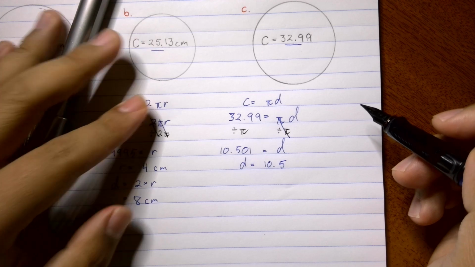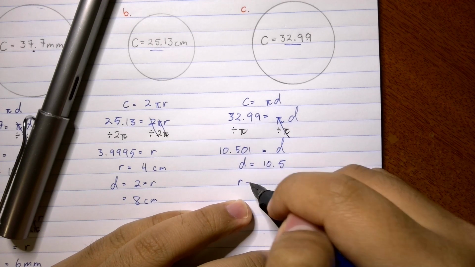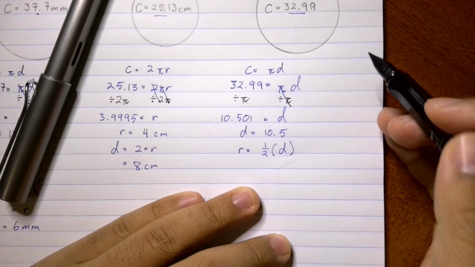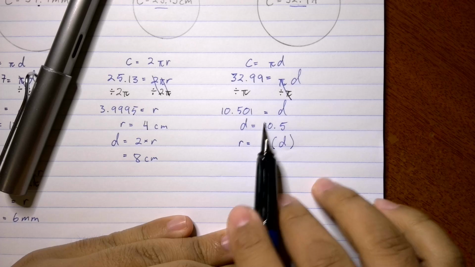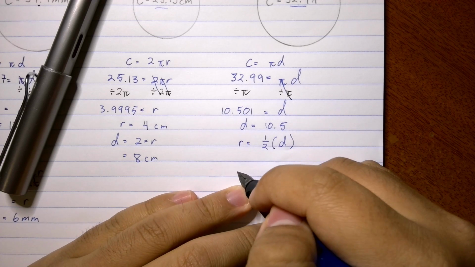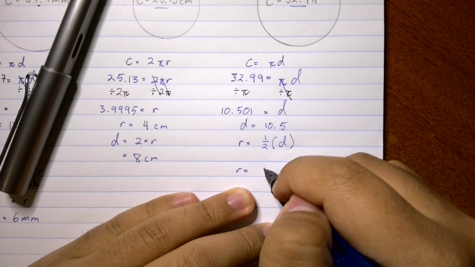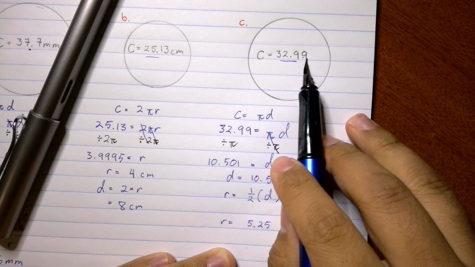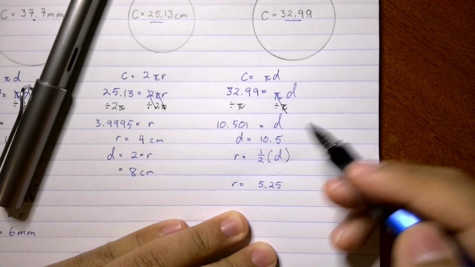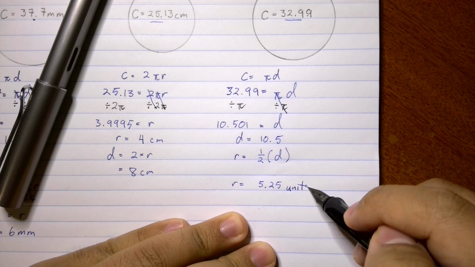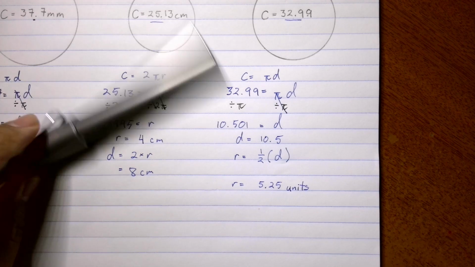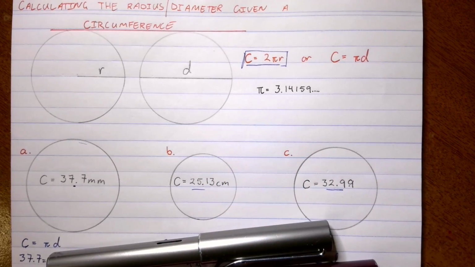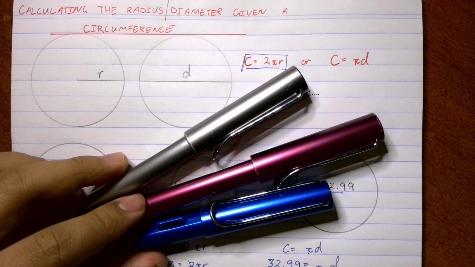But I'm just rounding it off to 10.5. Now, since we know that the radius is equal to half of the diameter, and we've calculated the diameter to be 10.5, the radius must be half of this, which is 5.25. And once again, since there are no units here, we're just going to leave it at units. So I hope that gives you an insight on how to calculate the value of the radius or the diameter given a circumference. Best of luck.